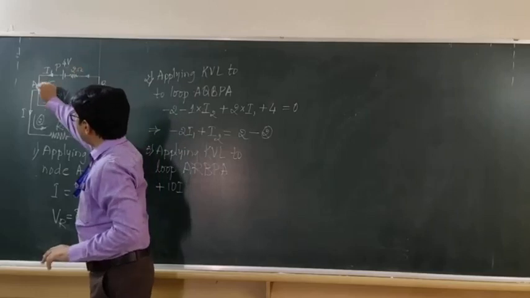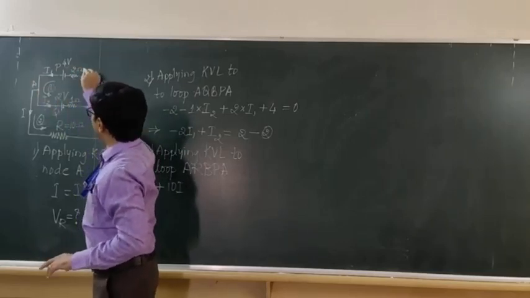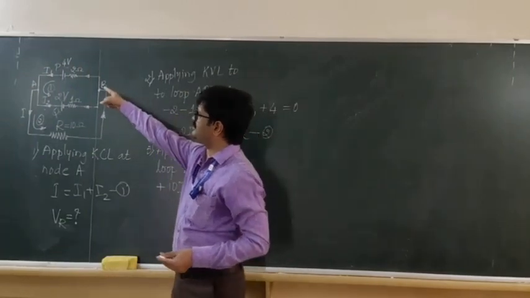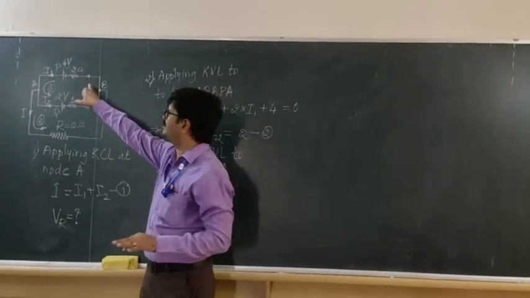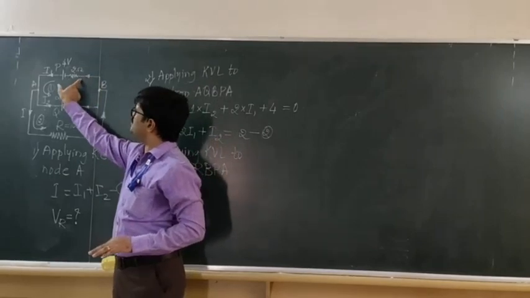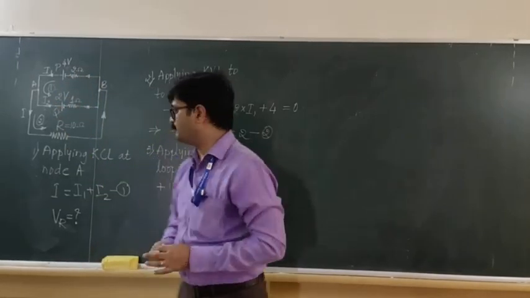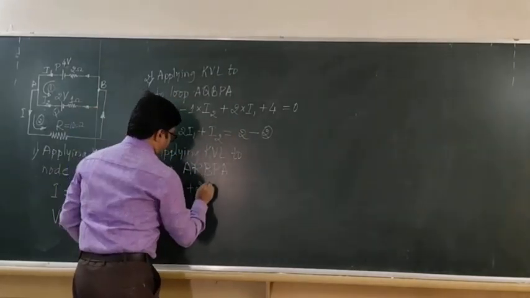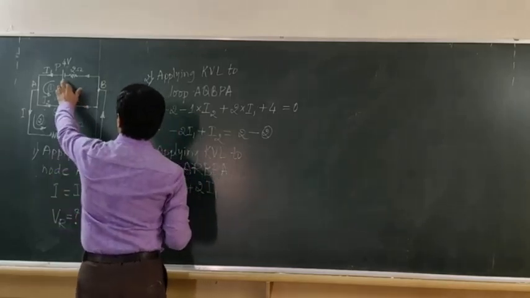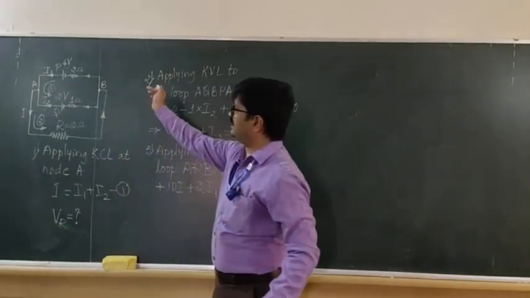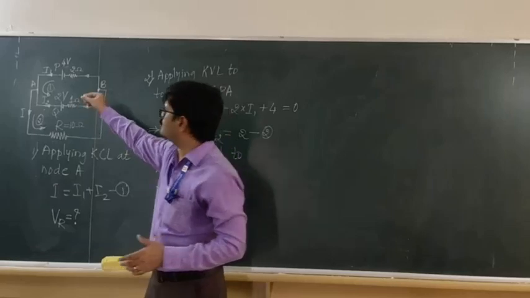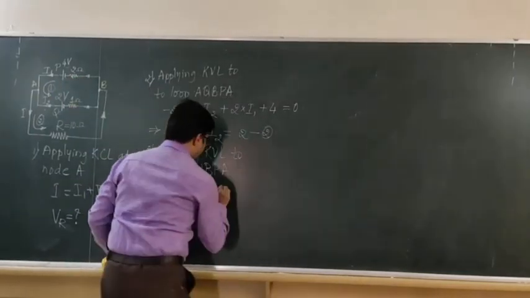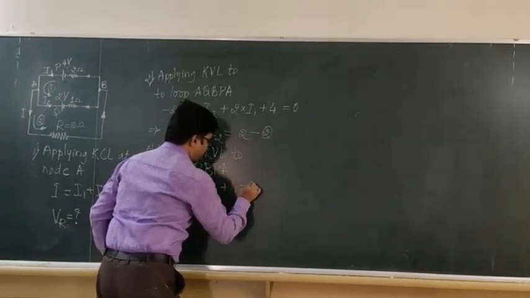Now B to A, in this path, firstly we will encounter what? 2 ohm resistance, and here the direction of traverse is the same as the direction of current. Hence the potential difference across the 2 ohm resistance should be taken as positive. So I will take this as plus 2I1 here. Then the cell, what is the EMF? EMF should be taken as positive because we are moving from negative terminal to positive terminal from B to A. So hence plus 4 is equal to 0.